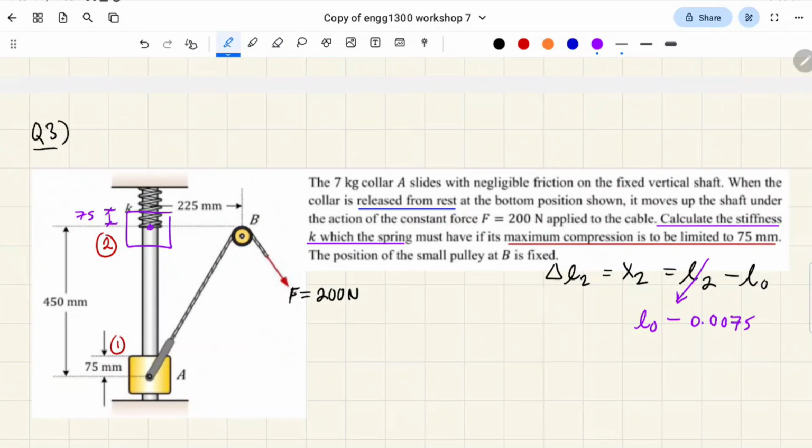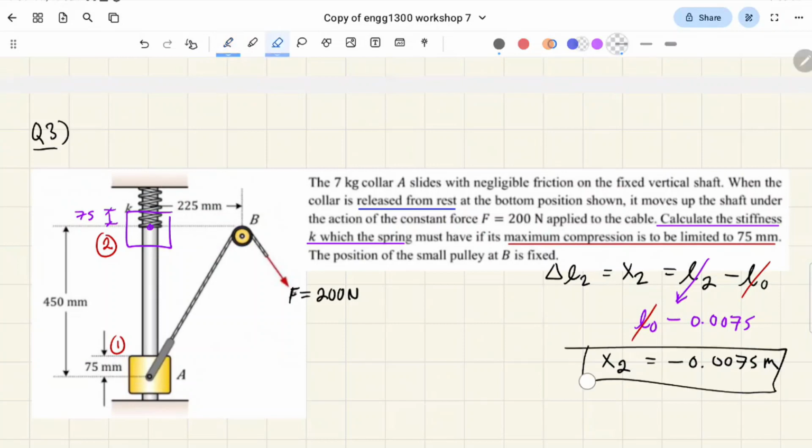So this is a really roundabout way of just saying this cancels out with this, and x2 is negative 0.0075 meters, right? That's one way you can think of it. But the other way is you can just skip straight to saying this, and that's just saying that the maximum compression is negative 75 mil. So I've just gone the long way around. If you want to think about it based on the formula, that's how it works out, right?